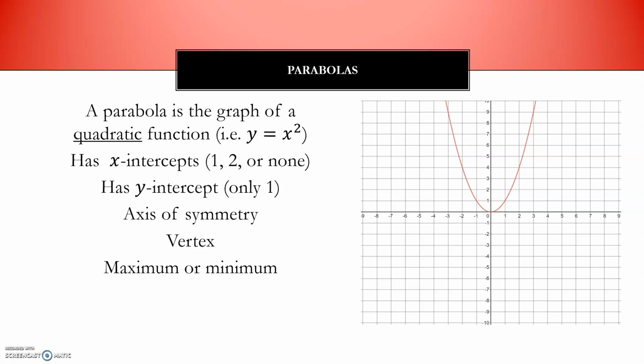We have a couple of things. We have x-intercepts. The function will cross the x-axis one time, like our y equals x squared, twice, or not at all. It has only one, and always one, y-intercept. There's going to be a y-intercept no matter what we do, but there's only one of them.